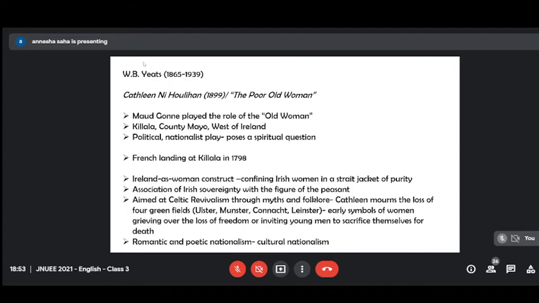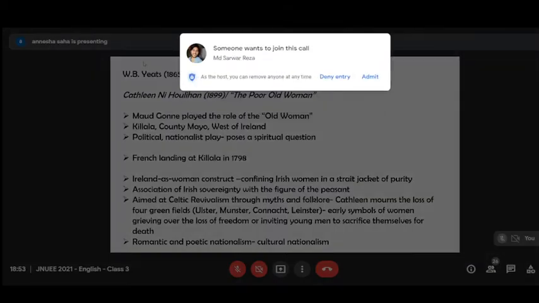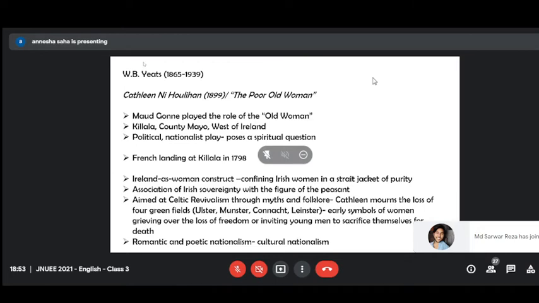So the loss of the four green fields is being mourned by this protagonist. By the end of the play, the hero, a person called Michael, is slated to get married to a woman. But I think a day before the marriage or something like that, this old woman, Kathleen, comes, and that is the time when the French army lands at Killala with their troops. And Michael, when he hears the mourning of the old woman, is not able to go through with his marriage. In fact, he leaves right then and there, inspired by Kathleen's song. He goes out to fight for the cause of the nation. So that is what happens in Yeats's play.